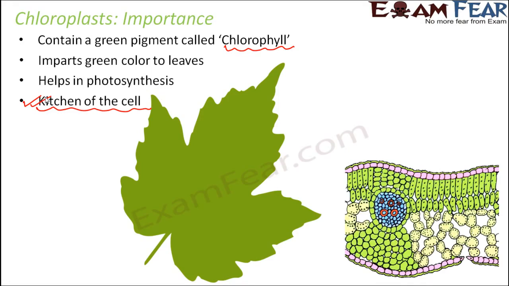Now, as I said, they are present in the mesophyll layer. You remember this anatomy of dicot leaf. So here, this is epidermis, this is again epidermis, and in the middle you have the mesophyll layer, which consists of the palisade parenchyma on the upper side and spongy parenchyma on the lower side. So upper side is palisade and lower side is spongy. So the chlorophyll or chloroplast is present in this mesophyll layer of the leaves.